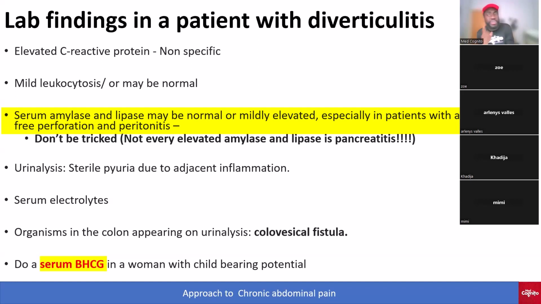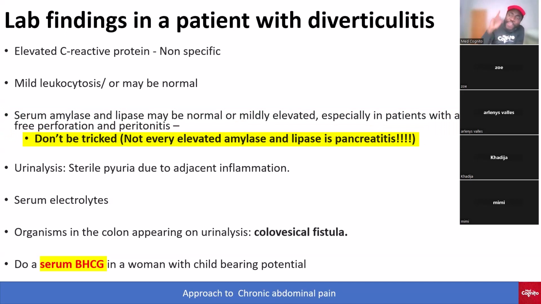So this is also something we need to pay attention to, that it is not every elevated lipase and every elevated amylase on your board exam which points to pancreatitis. There are other reasons why a patient may have elevated serum lipase. For example, if the patient has diverticulitis which has perforated, or which is now causing peritonitis, their lipase may be elevated. So don't be tricked. It is not every elevated lipase and every elevated amylase which indicates pancreatitis.